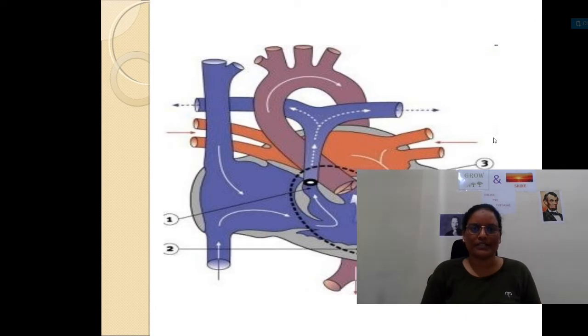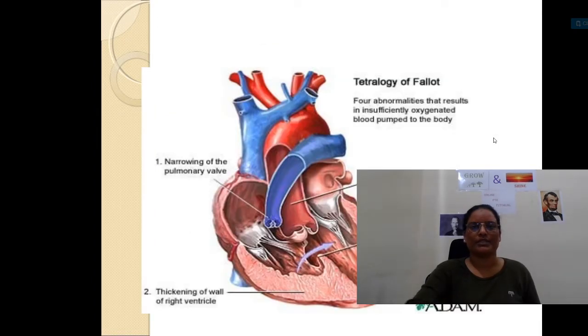Pulmonic stenosis means the valve of the pulmonary artery is stenosed, meaning narrowed. Then the aorta is overriding, shifted from its normal position, and there is a ventricular septal defect, an abnormal communication between the left and right ventricle. Then right ventricular hypertrophy is the fourth condition. Tetralogy of Fallot: 4 abnormalities that result in insufficiently oxygenated blood being pumped to the body.